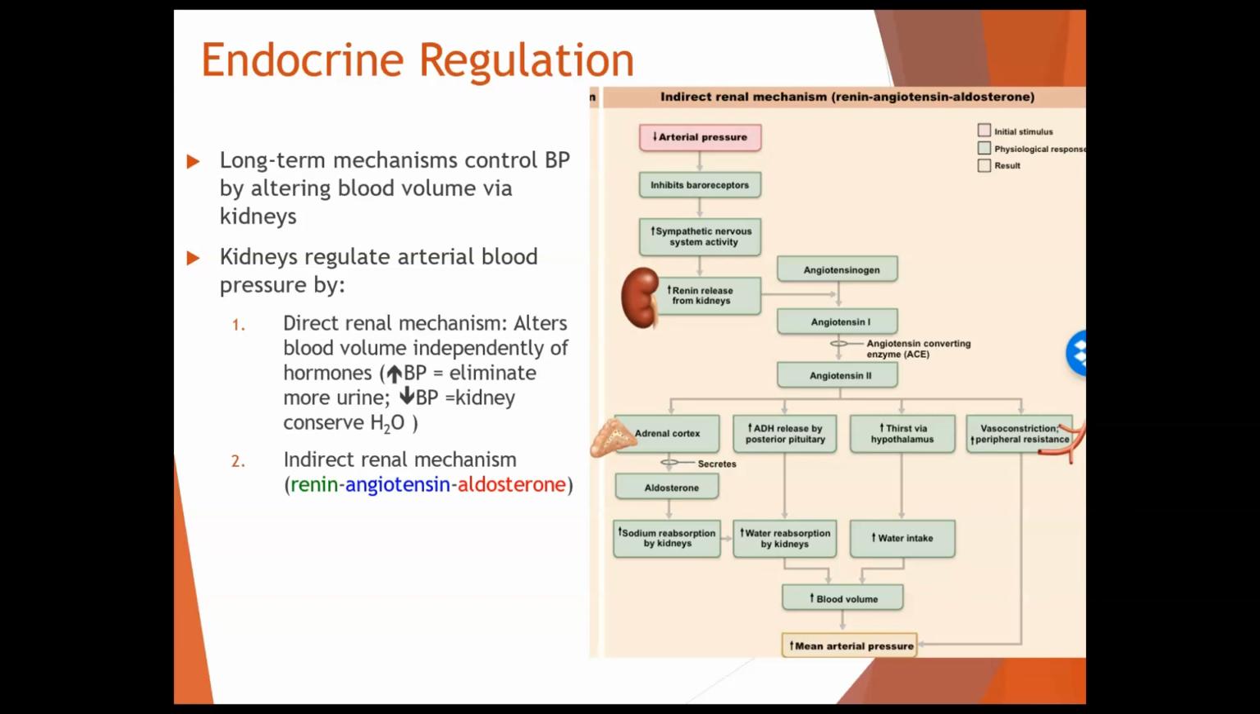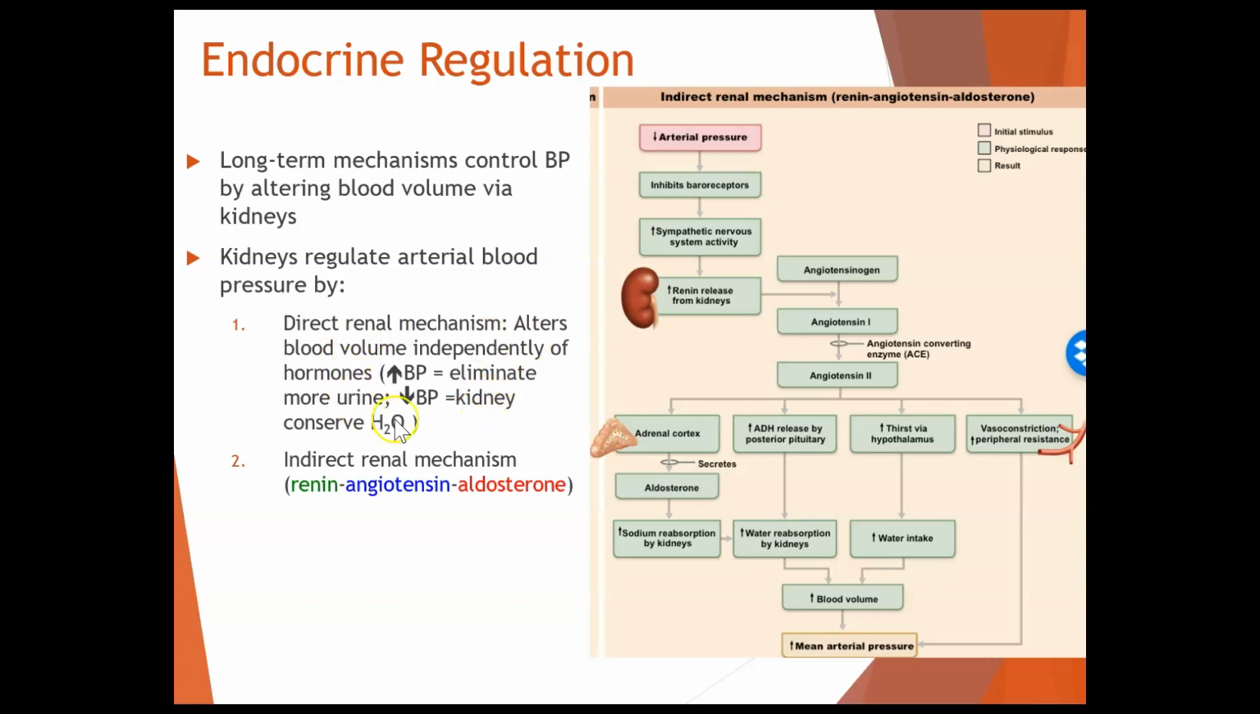And now for some long-term mechanisms for blood pressure, we need to alter the blood volume through our kidneys. And so we can do this through a direct renal mechanism where we're altering blood volume by either eliminating more urine or conserving water within the kidneys.